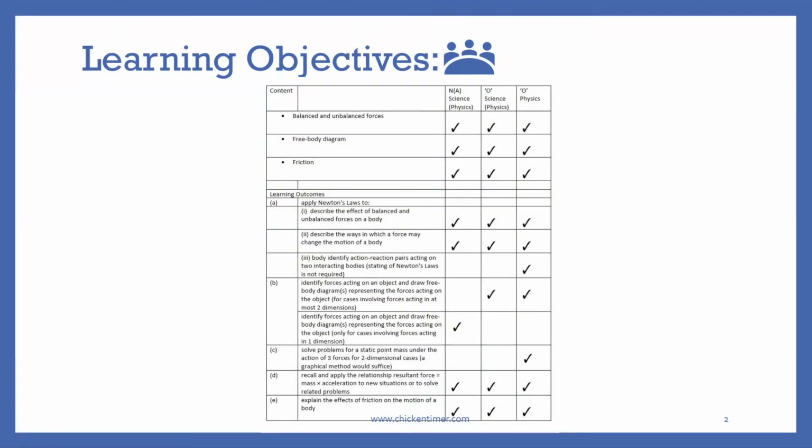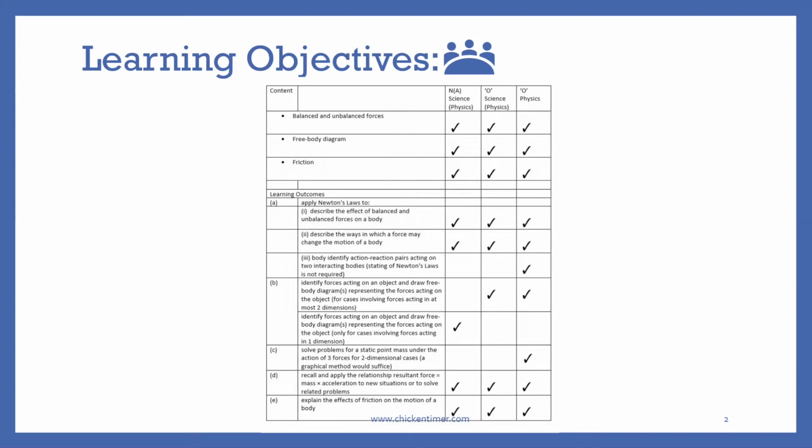We have three sections to this. One about balanced forces and unbalanced forces. Then second, free body diagram. Then third one is friction. So then you also see I mapped out the differences here.